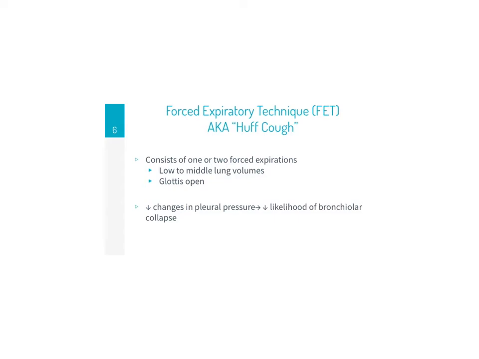The next kind of cough we are going to go over is the forced expiratory technique. It's also known as the huff cough. It consists of 1 or 2 forced expirations at low to middle lung volumes, and you're going to keep the glottis open. So instead of getting that compression phase, you're going to keep the glottis open. So this will decrease changes in pleural pressure. Therefore, it'll decrease the likelihood of bronchial collapse. So studies show that this is good for patients who are prone to airway collapse.